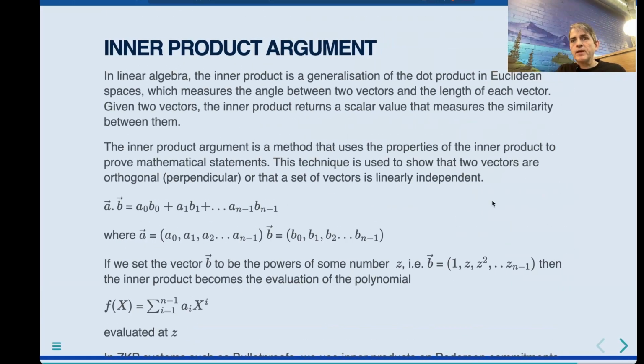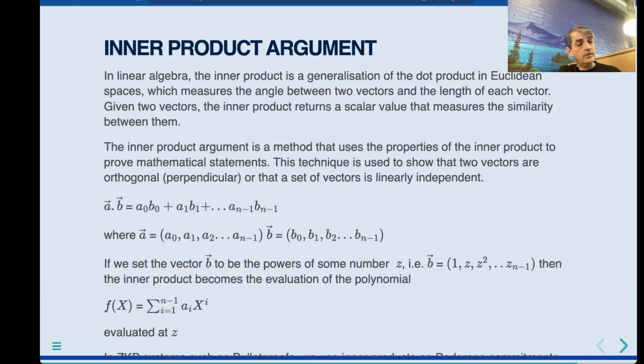Let me move on. So I'll talk quickly about another concept that you may come across called the inner product argument. So this is particularly used in a type of proof called bullet proofs. And this is a little bit different to the things we've covered so far. It's to do with vectors, and you may have used vectors in your school maths. Vectors are sets of numbers. The inner product is an operation that we can do upon two vectors.